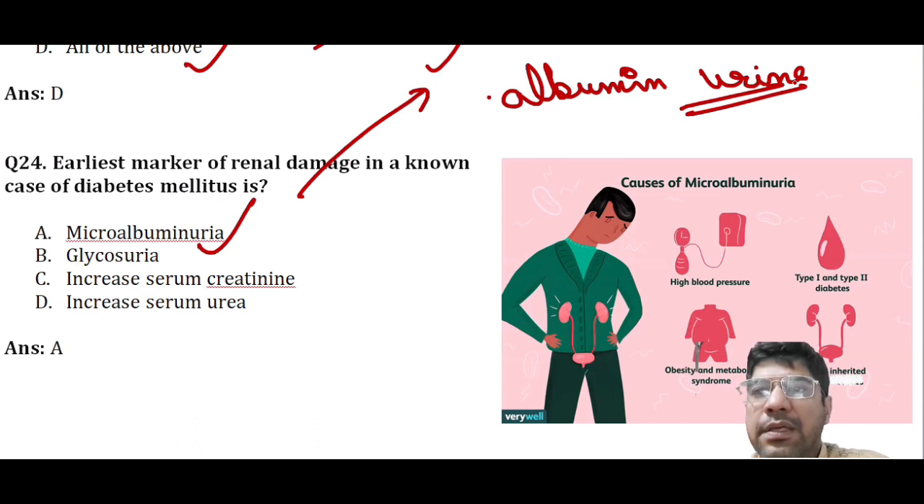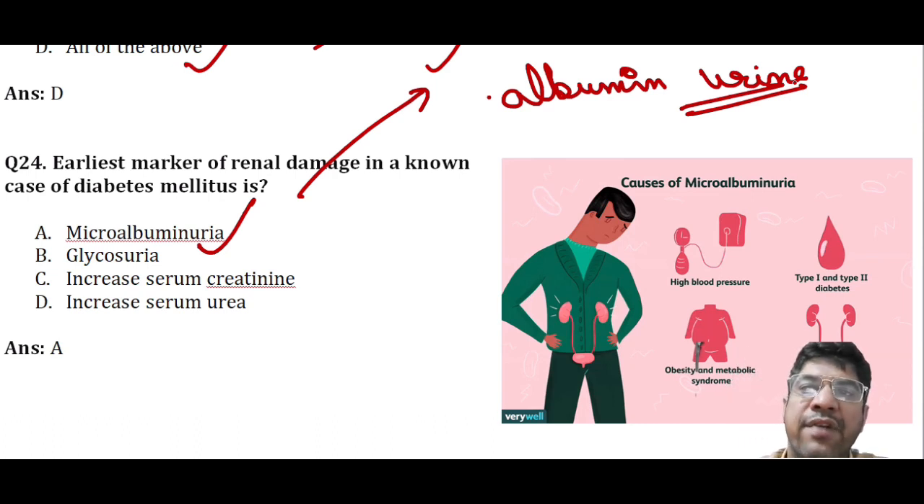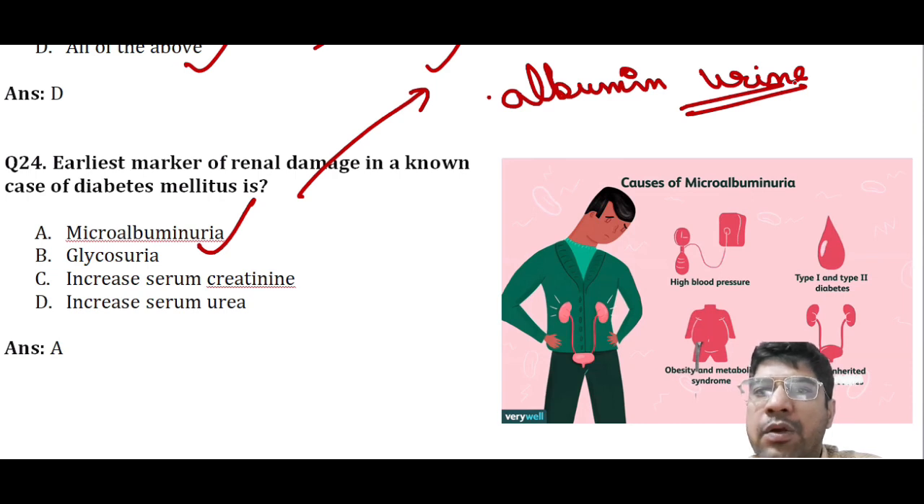So the early marker of renal damage in case of diabetes mellitus is indeed microalbuminuria, the presence of a small amount of protein known as albumin in the urine. In diabetes, when the blood sugar level is poorly controlled, small blood vessels in the kidney can be damaged. So microalbuminuria is the first sign of this kidney damage.